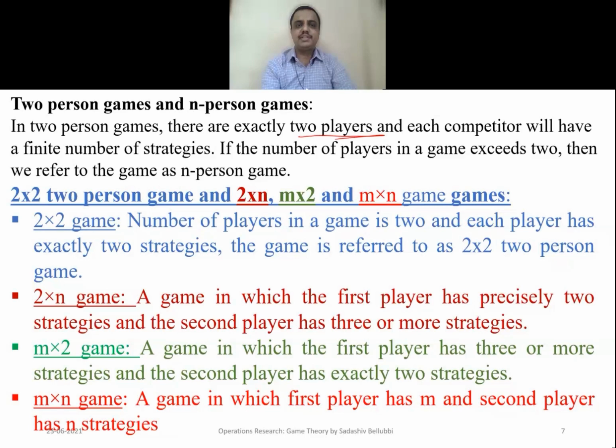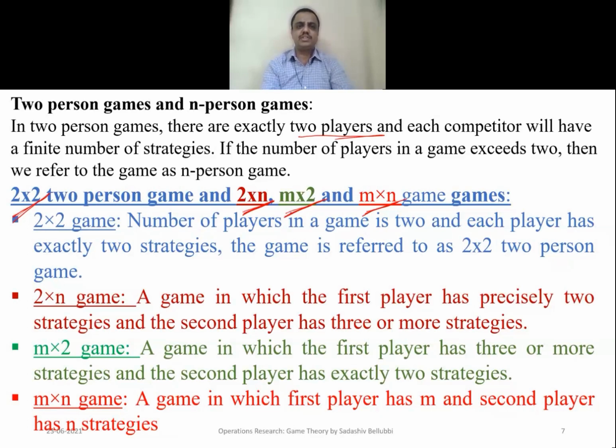Okay, there are different types of payoff matrix. The payoff matrix may be 2 by 2, 2 by n, m by 2, or m by n. One more thing: whatever problems we study in this will be only two-person games. A 2 by 2 game means the number of players is two and each player has exactly 2 strategies.